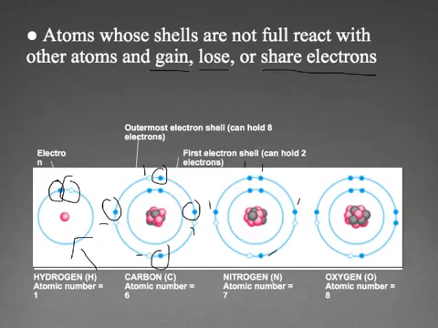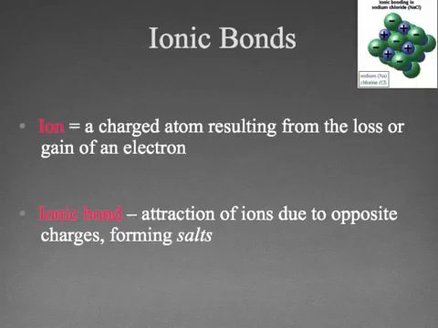Similarly with oxygen, oxygen would need to gain 2 electrons to get to 8 to be stable. Again, in theory, it could lose 6 and still be stable because it would have a full first shell, but that's not likely. That's energetically way too difficult for it to do that. Okay, so we're going to look at the 2 main types of bonds, and then that will bring us to the end of the video.